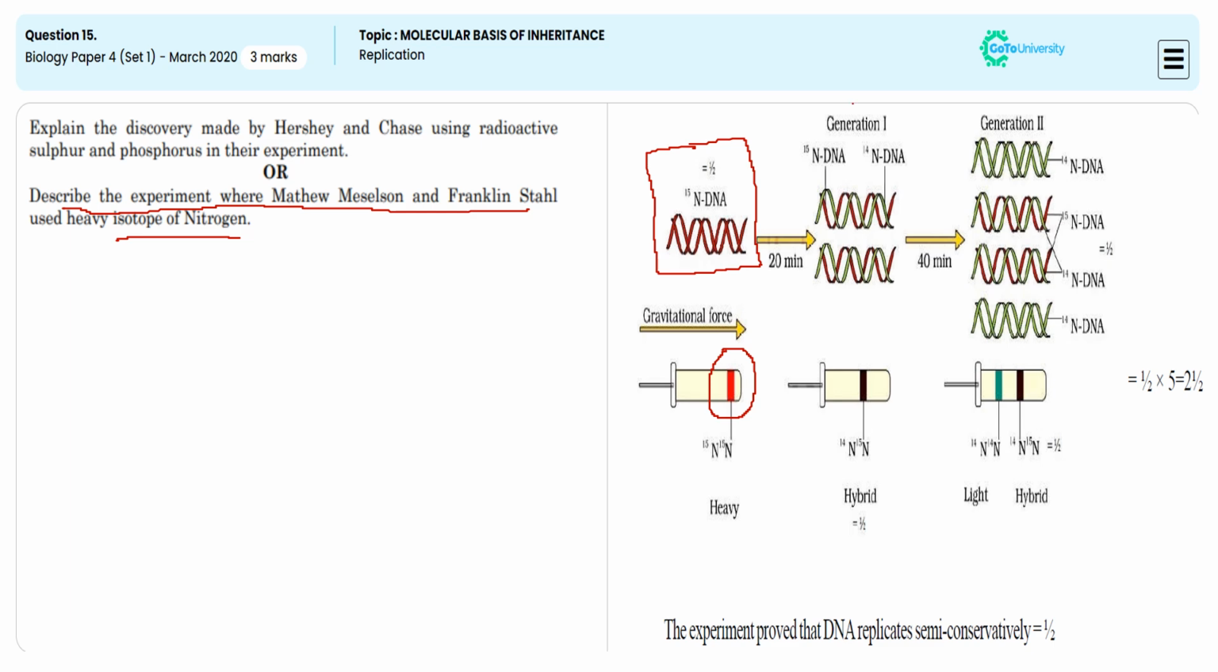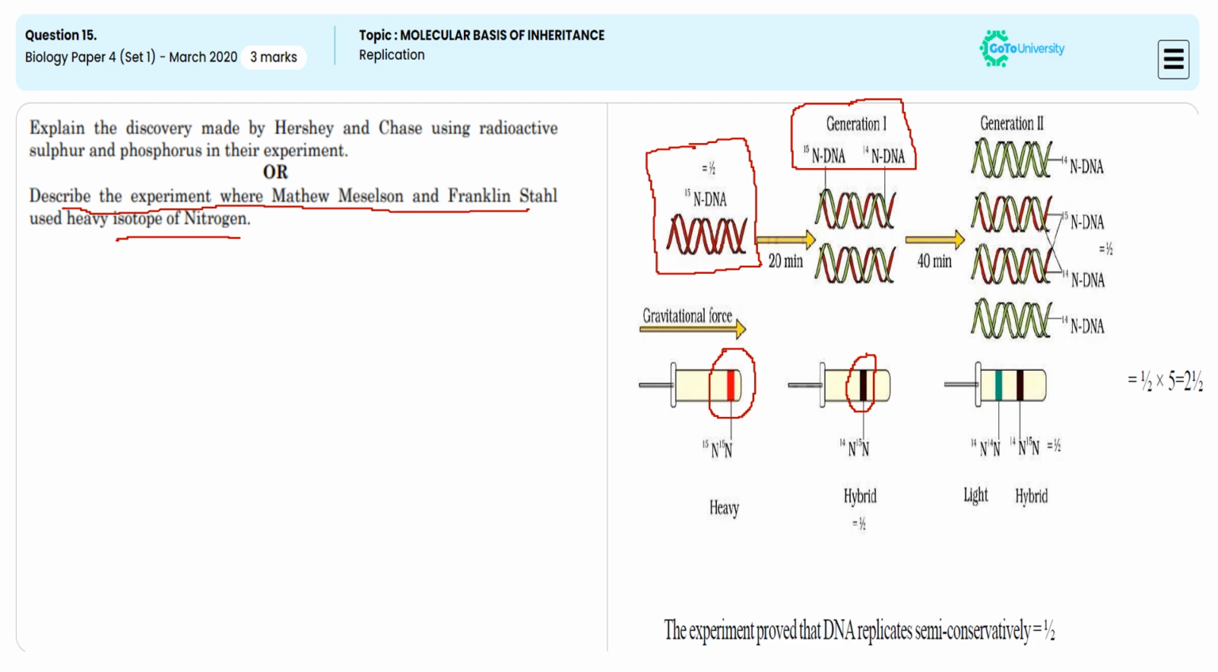The same bacteria we are growing in the 14N nutrition medium, we are observing the DNA which is formed in the middle, not either in the extreme top corner or in the bottom corner. We are observing the middle, so it is illustrating the DNA is having both the 15N and 14N.